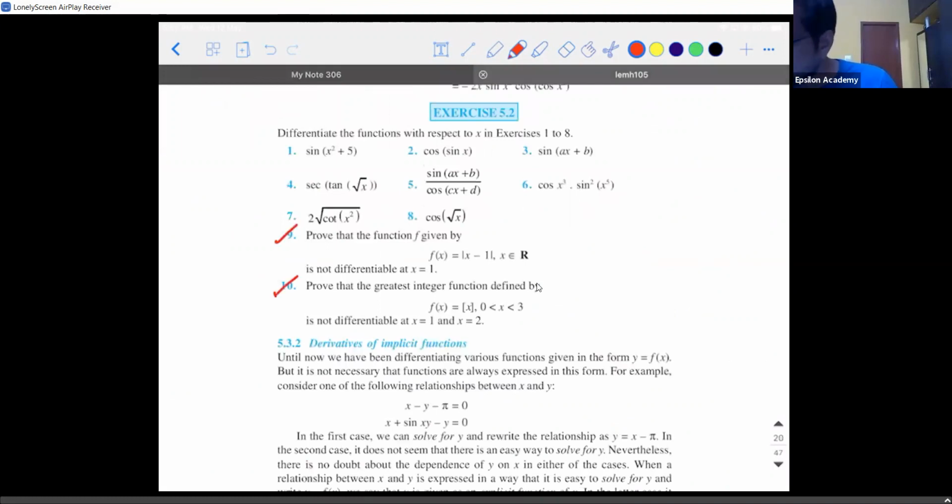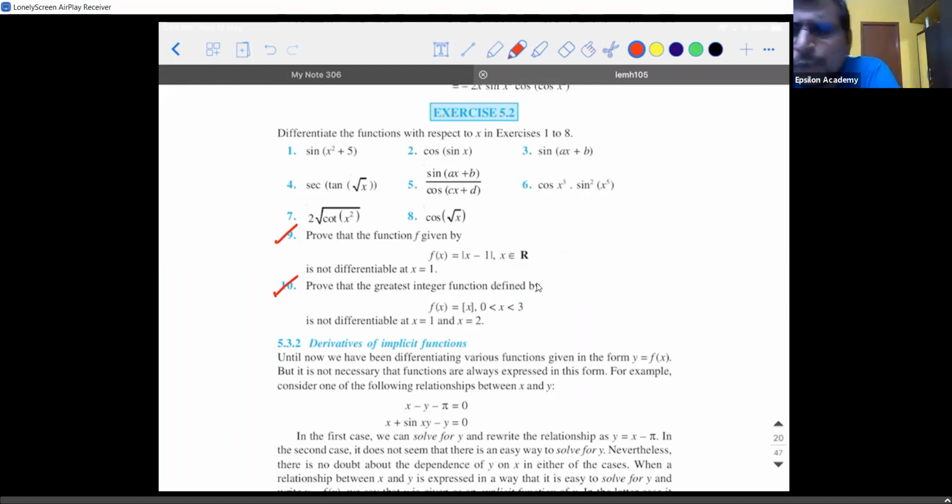Okay. Next. Prove that the greatest integer function defined by f of x is equal to the greatest integer of x. It is defined between what integer values? 0 to 3, but 0 and 3 are not included. So between 0 and 3, how many integers are there? Obviously, 1 and 2. So they are saying you need to prove that it is not differentiable at 1 and 2.